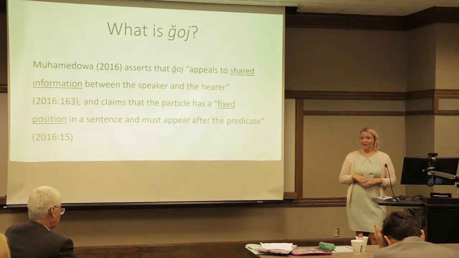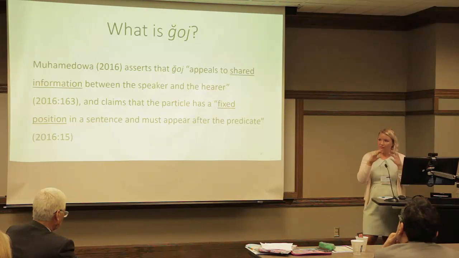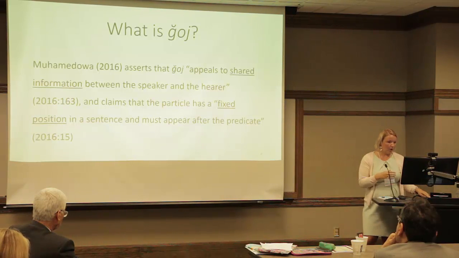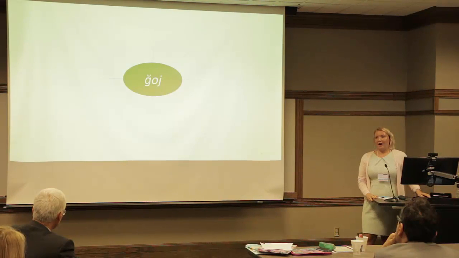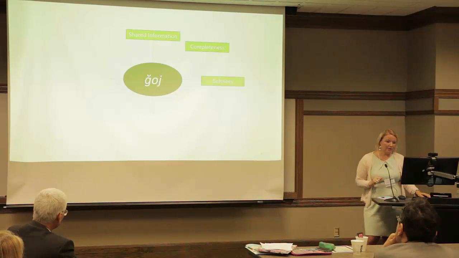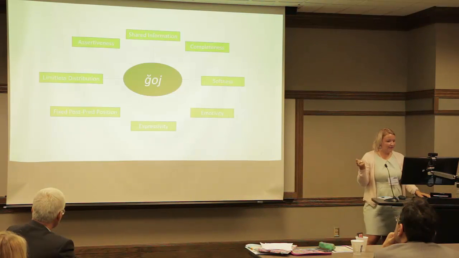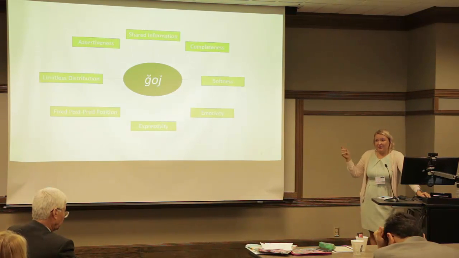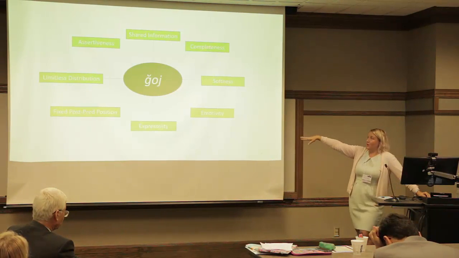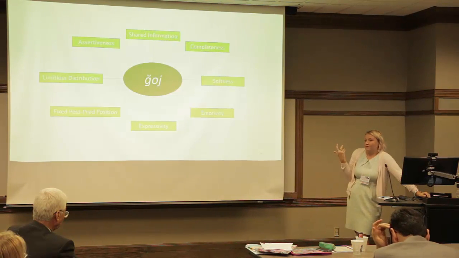And this is what you have in your programs. But okay, that sounds a bit more defined and kind of works. So far we have roy that does shared information, it does completeness, softness, emotivity, expressivity, assertiveness, it's limitless in distribution, but also it has a fixed post-predicate position. So quite messy. Some of these descriptions counteract themselves, contradict each other, and we still don't know what's happening.